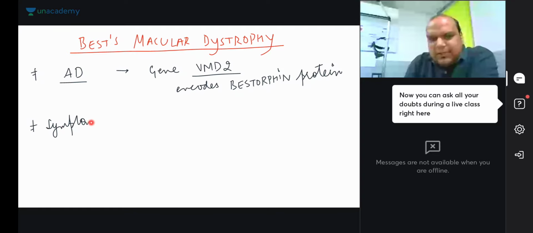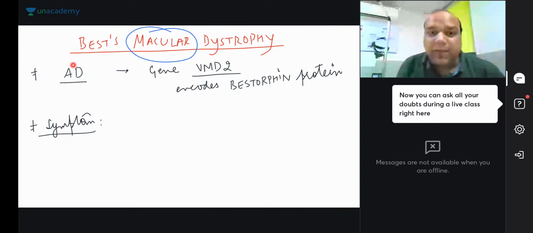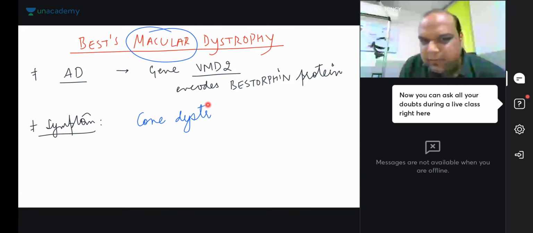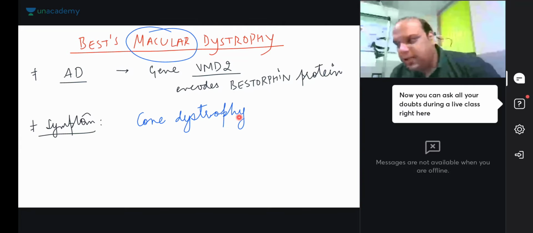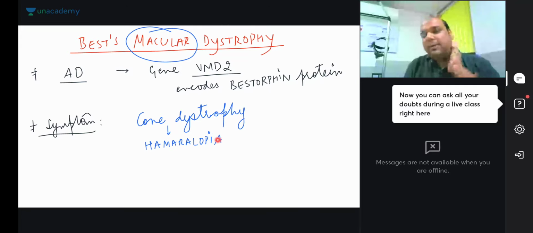As soon as I ask you what is the symptom, I hope you will be able to use your brain and answer through this word. In the name, I've written, everybody, that it is macular dystrophy. Macula means somewhere fovea. Fovea or the center, it contains which cells? Cone cells. So through the use of the word macula, I know it is a cone dystrophy. If it is a cone dystrophy, what should be the symptom? The symptom should be hemeralopia. Yes or no? Again, I've explained to you, cone dystrophy will cause color vision or day vision loss, and it is hemeralopia. Am I clear, everybody?